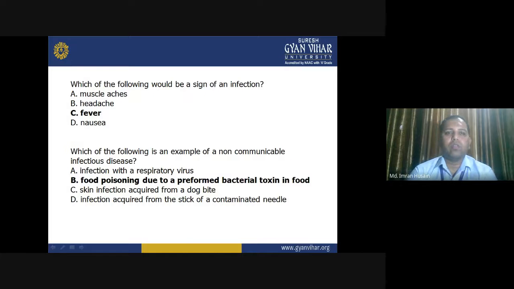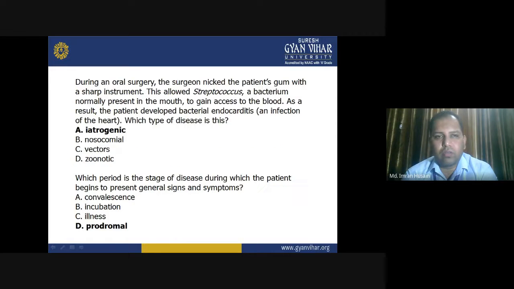So MCQs. Which of the following would be a sign of infection? The correct answer is C, fever. Which of the following is an example of a non-communicable disease? B, food poisoning due to a preformed bacterial toxin in food.